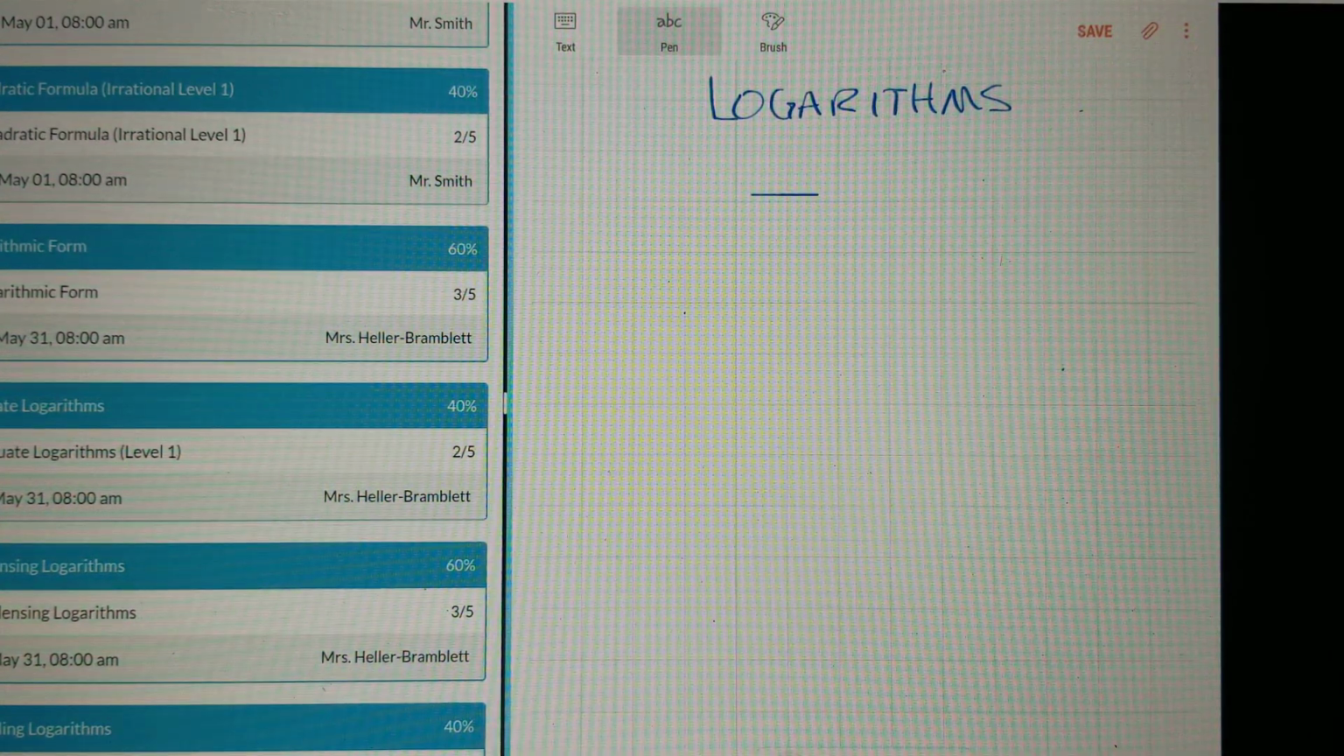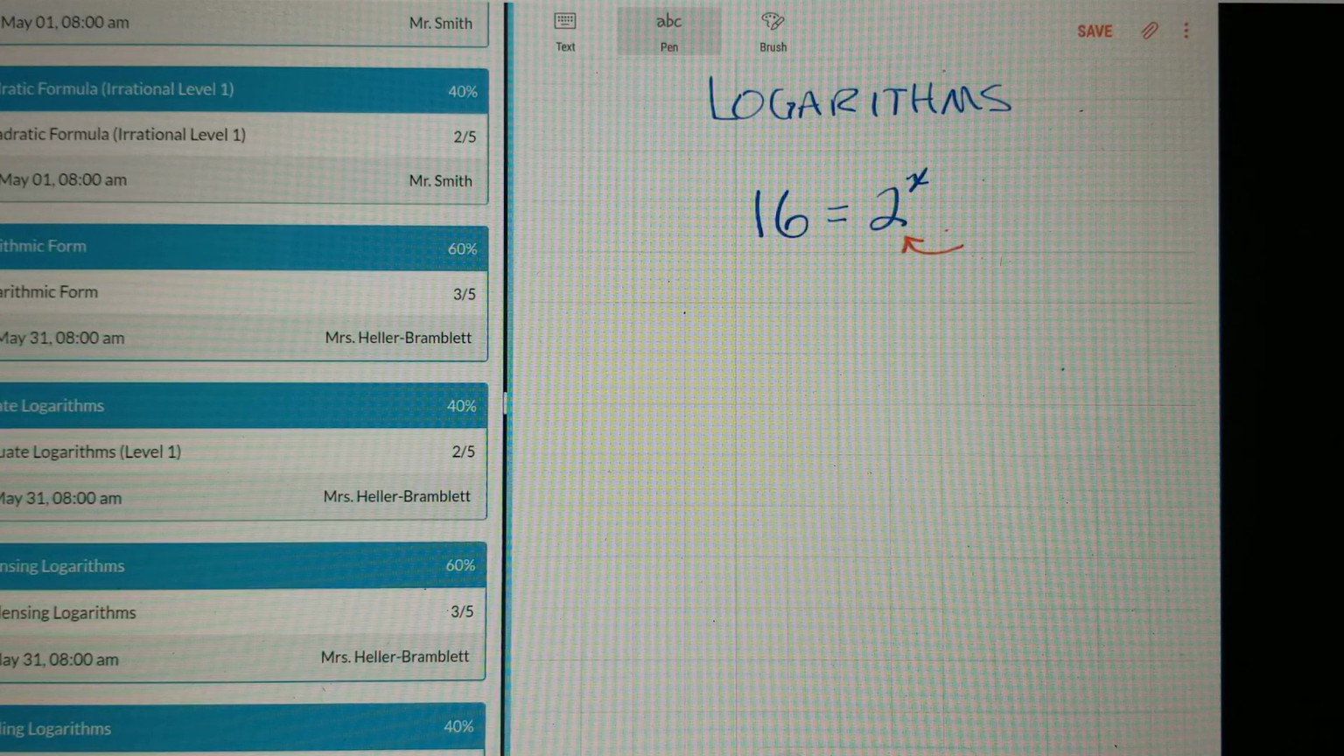All right, suppose you have a problem that looks like this. 16 equals 2 to the x power. Well, there's no way you can solve that in algebra without using logarithms. All right, so let's remember one term here. When you have exponents, this number right here, this 2, is called the base. In this case, the base is equal to 2. It's very important as we go to solve logarithms.